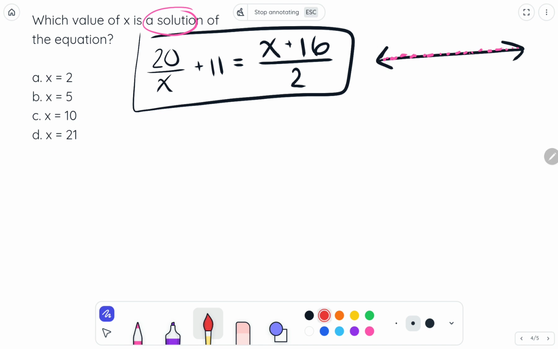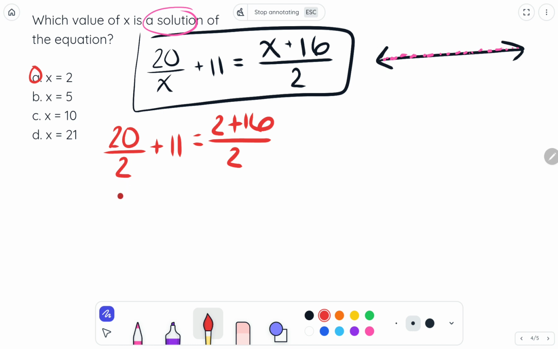So I'm going to start off by trying x equal to 2. I want to see if I plug in 2 into this equation for x, will I get a true statement? So I'm going to rewrite my equation, but everywhere I see an x, I'm going to put a 2. So we would have 20 divided by 2 plus 11 is equal to 2 plus 16 divided by 2. Now we're doing our order of operations, so we want to do our division first and then evaluate our addition.